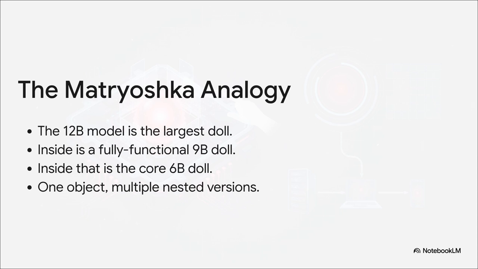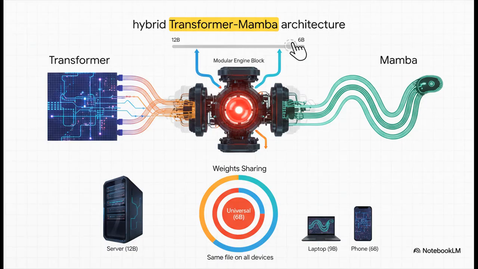So cool. And the technical secret sauce that actually makes this nesting trick possible is a new hybrid architecture. It combines the power of traditional transformers with the efficiency of these newer Mamba state space models. It's this unique design that gives the model this crazy elasticity.